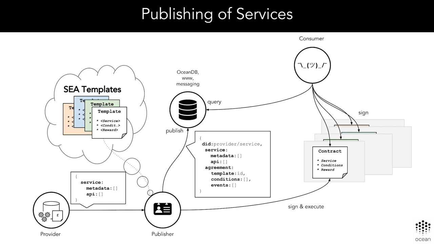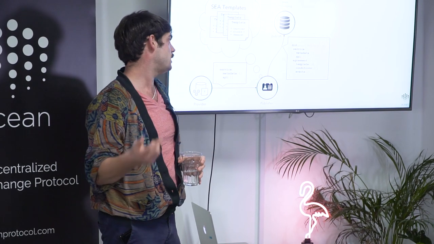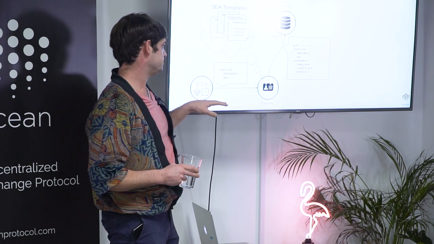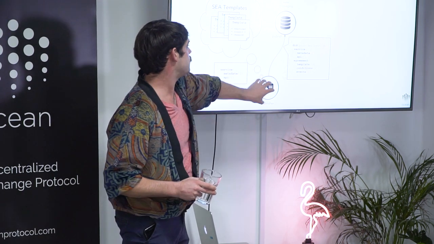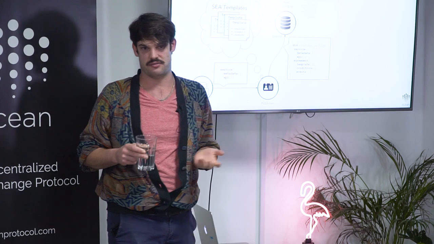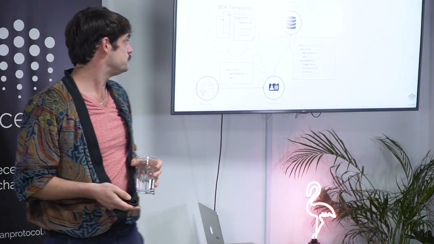So if I'm a service provider, let's say I have a data set on Azure, and I want to put this in the market. What I can do is describe, well, go to this Azure URL, and you're going to need this type of authentication. And I'm going to attach a service agreement that says that you first have to pay, and then you get granted access. This all goes together, gets published, and then your asset is available on the marketplace.